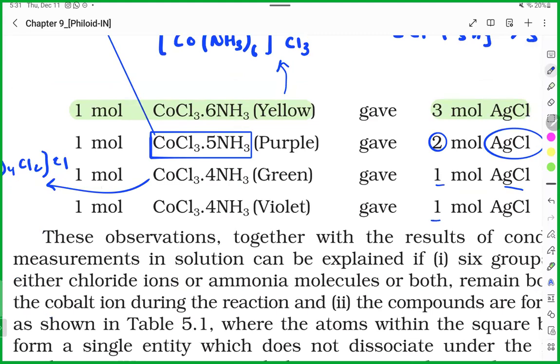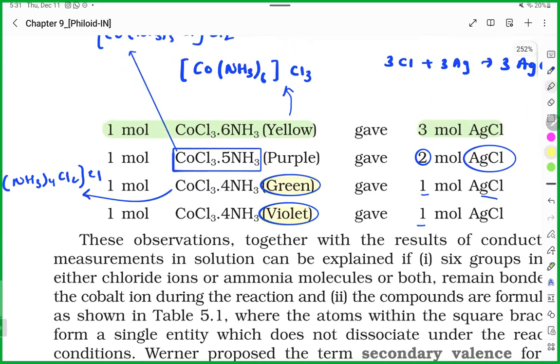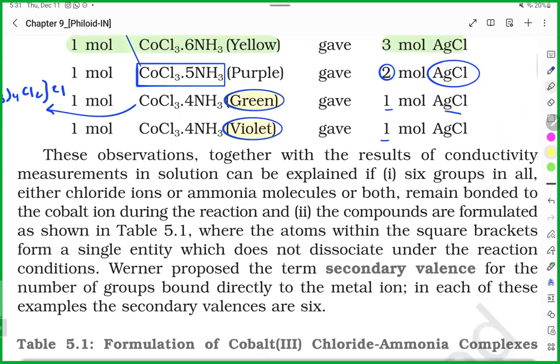The compound is the same, but why is there a different color? Here you have green and here you have violet. Because these are isomers, they have exactly the same formula but different color due to the isomeric nature. They are isomers. Understood? Yes, sir.